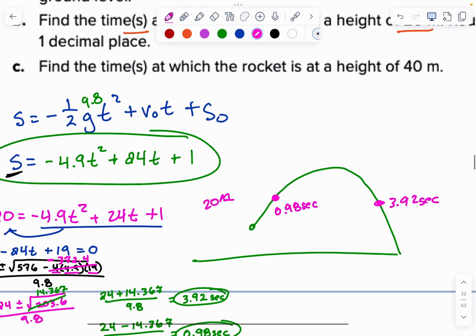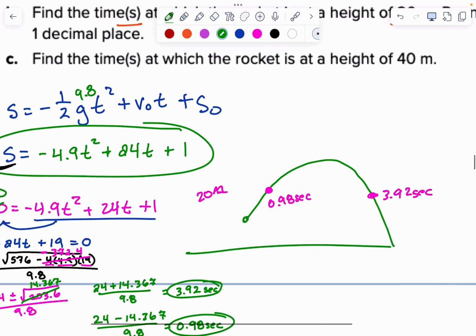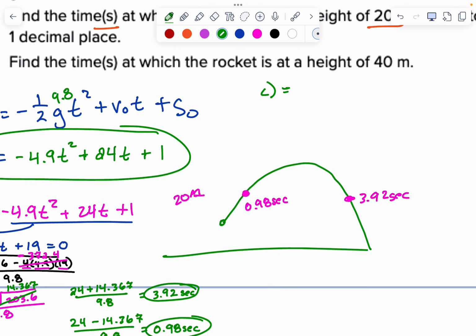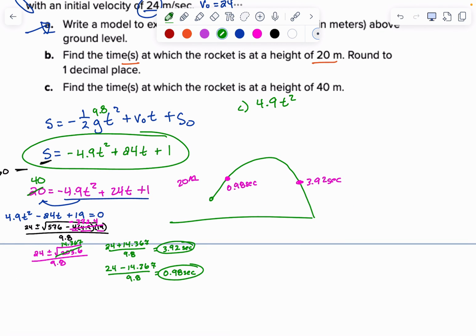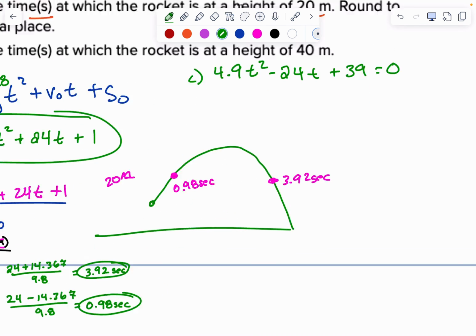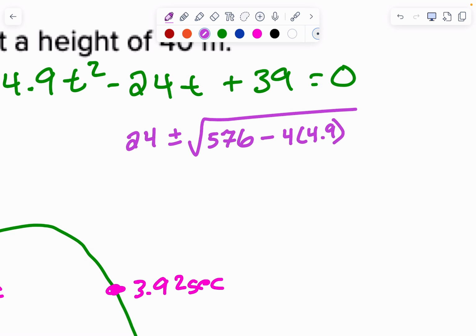Find the time or times at which the height of the rocket is 40. So instead of 20, I'm going to switch this number to 40. We've got 4.9t squared minus 24t, but this time instead of plus 19 it would be plus 39 equals 0. We're going to use the quadratic formula again. Negative b is 24 plus or minus the square root of 576 again, minus 4 times a times c, all over 2a, which is 9.8.